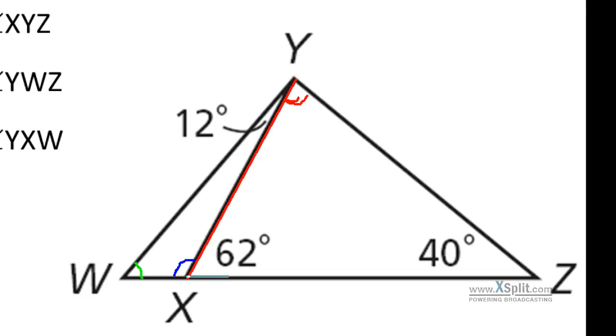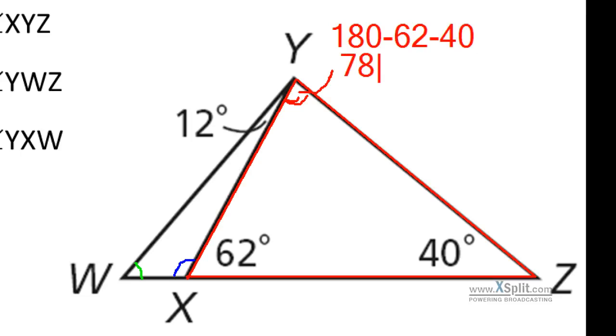Suppose we trace out this right side triangle. We know that triangles always add up to 180 degrees. So I could say something like, well, this one already has a 62 and a 40. That means that this last one has to be 180, subtract the 62 and the 40 from it. I know 62 and a 40 makes 102. 180 minus 102 is going to give us a 78 degree angle. So that means that angle right here has to be 78 degrees.